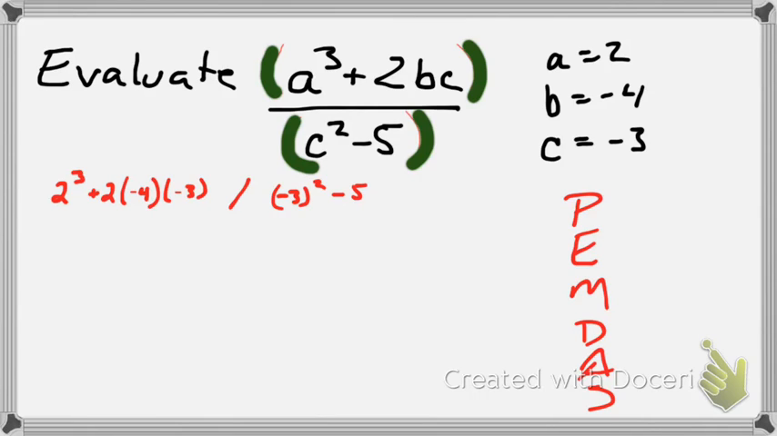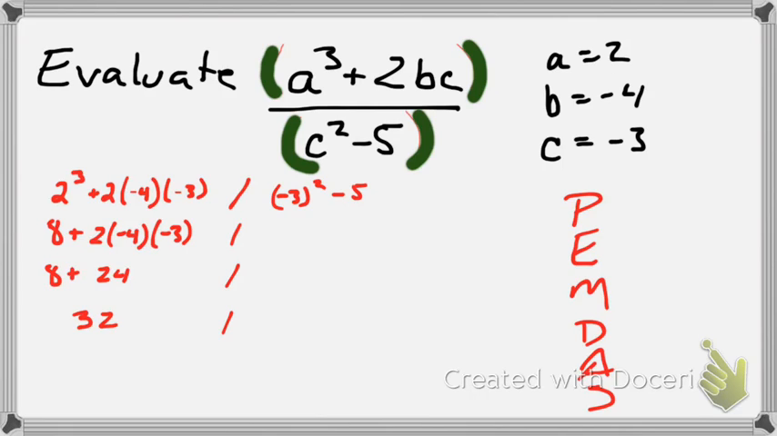Exponents. I have 8 for 2 to the third. I have 24 for 2 times negative 4 times negative 3. And I have 32 for 8 plus 24. So for the top of the big fraction, I get 32. And you can see all my steps there. Okay? If you made a mistake, that's okay. I did my exponent, and then I multiplied those 3 numbers together, and then I added them.